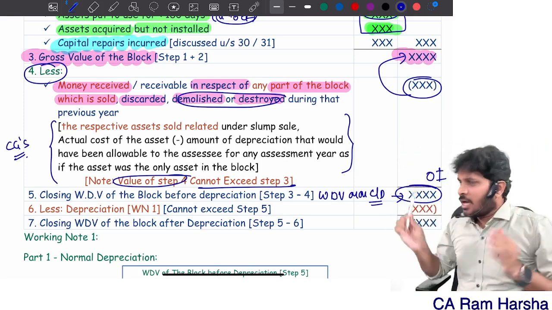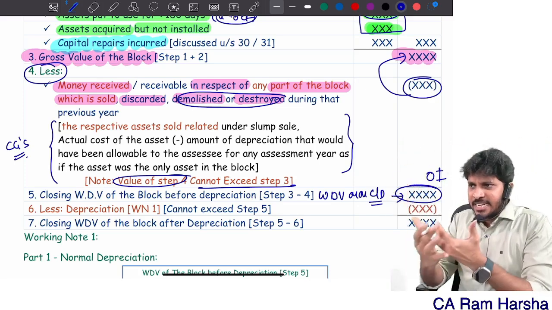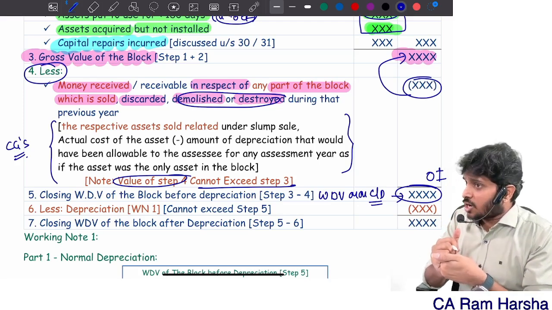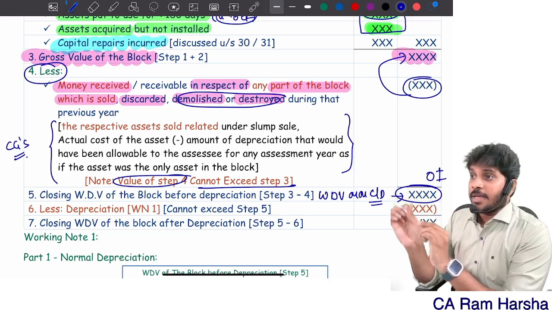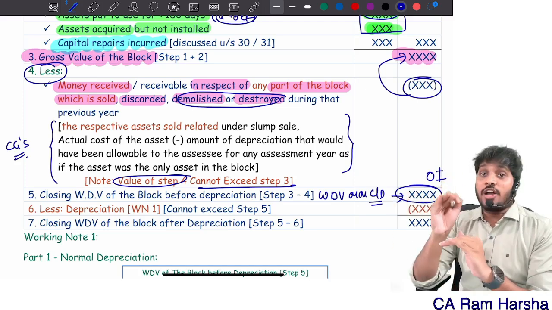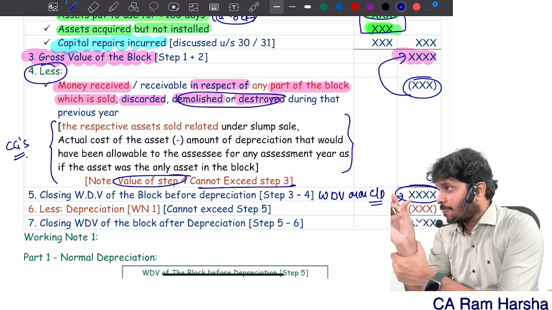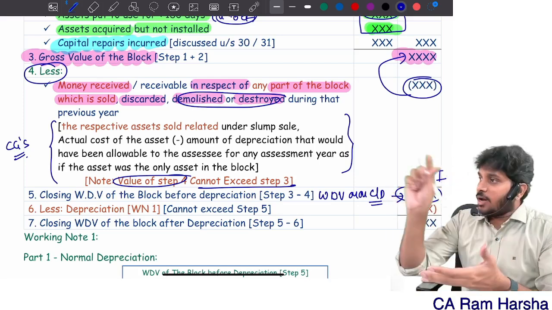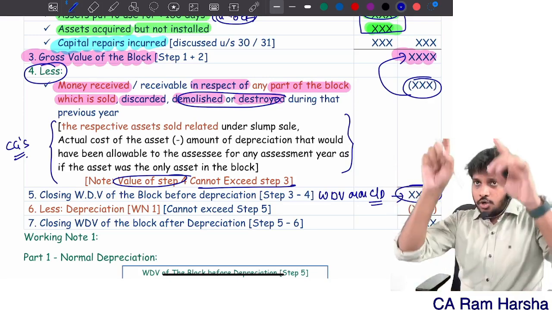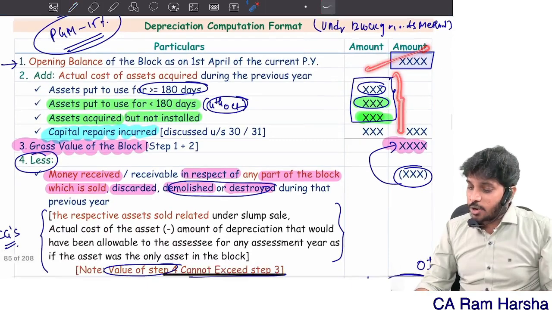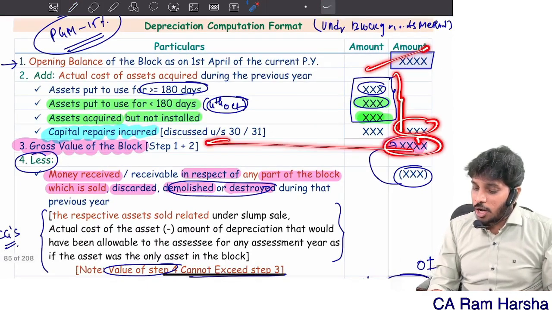That is the opening value. Add: did I purchase any asset in this block in the year? Check. Yes sir, I purchased it. Is it installed? If not installed, put a separate amount for it. Assets installed on or after 4th October, used less than 180 days, put a total. Assets used for 180 days or more, put one total. Now opening value plus assets acquired, total it, so you will get the gross block value.